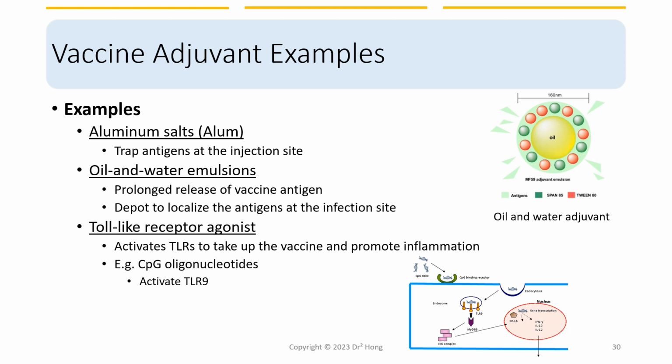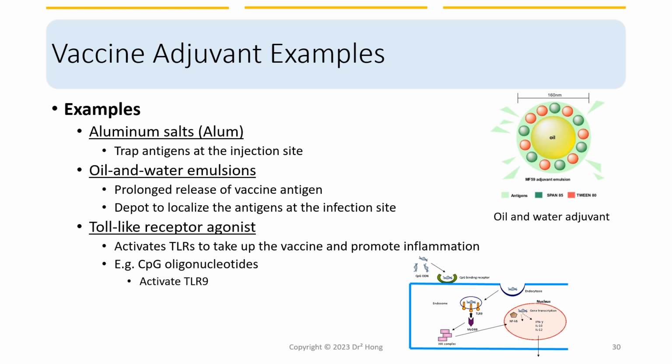The oil droplets are slowly metabolized by the immune cells, which results in the prolonged release of the vaccine antigen. This sustained release of antigen promotes the activation of antigen-specific T cells and the production of antibodies. The oil droplet also serves as a depot, which helps to localize the antigen at the injection site and enhance the immune response.